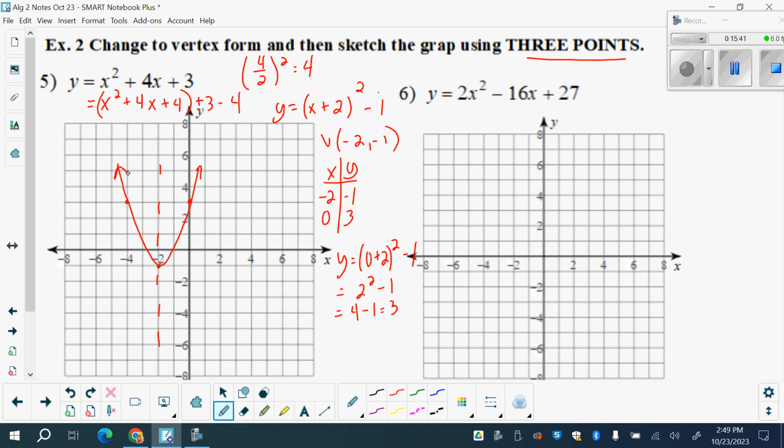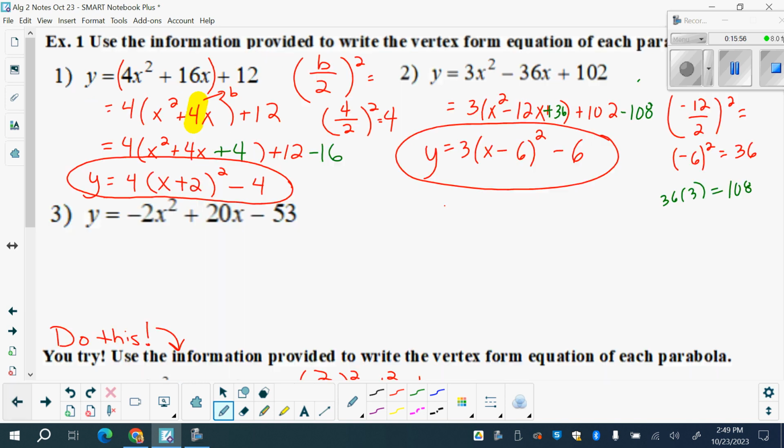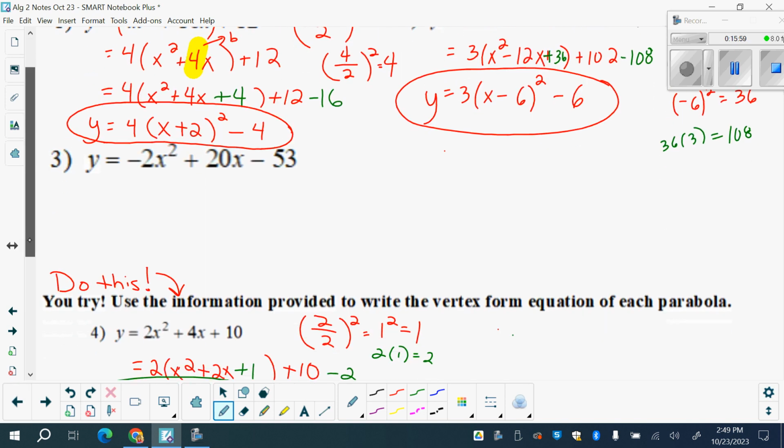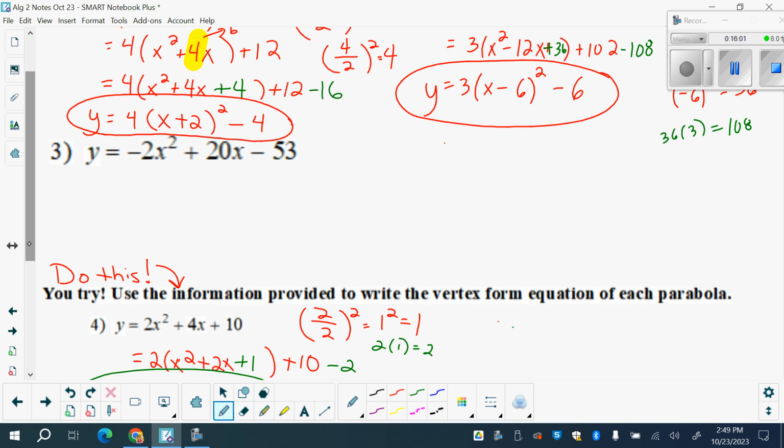Okay, and I'm going to go back and do number 3 because I skipped that and I forgot to go back and do it. Is there anybody that's still looking at this up here? Okay, number 3. What do I want to factor out on number 3? -2. So this is going to be x squared. And then -2 times what is 20x? -10x.